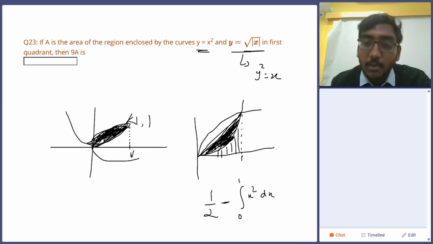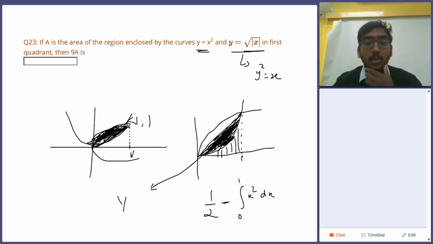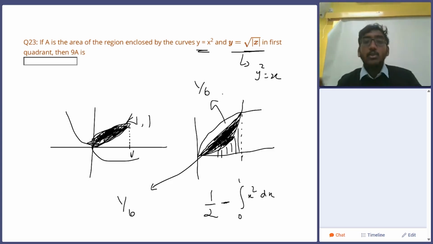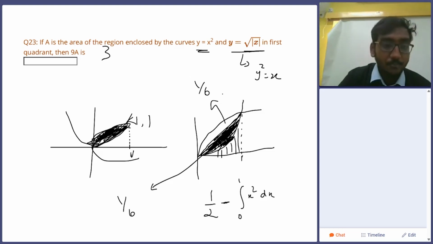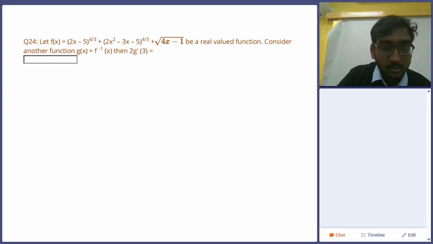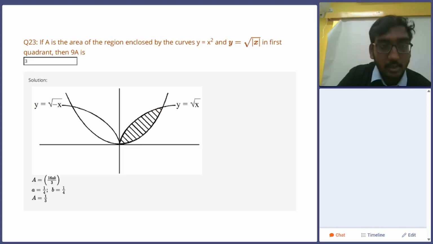The full required area will be twice of that, no? So this area is half minus 1 by 3, that is 1 by 6. So double that will be 1 by 3, right? That is the entire required area: 1 by 3. This is 1 by 6 and this is another 1 by 6. So A is 1 by 3. 9A will be 9 into 1 by 3, that is 3. Yes. Right, the answer should be 3.